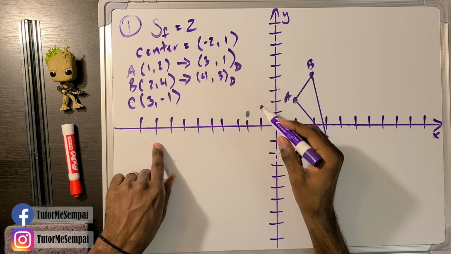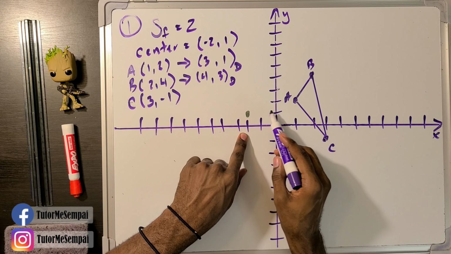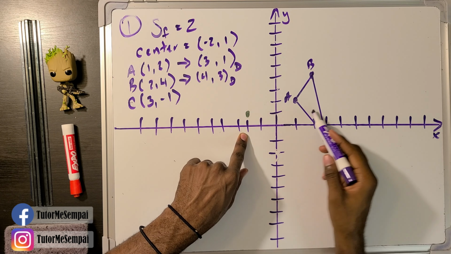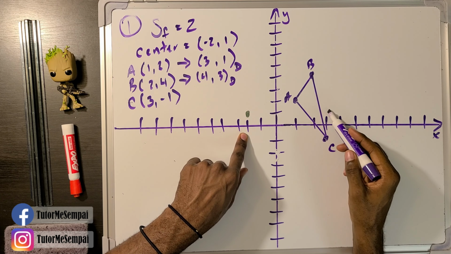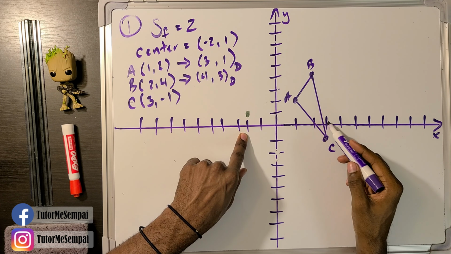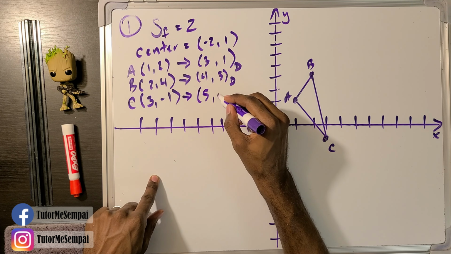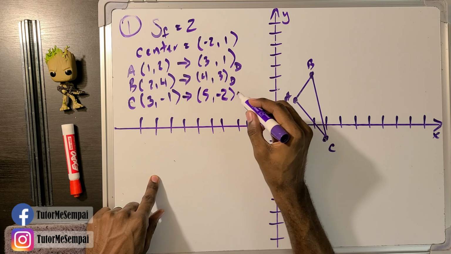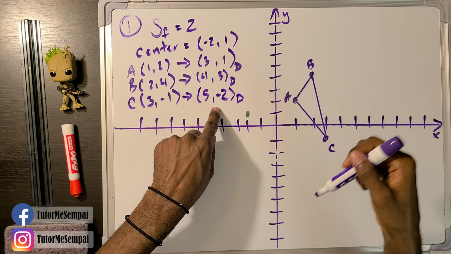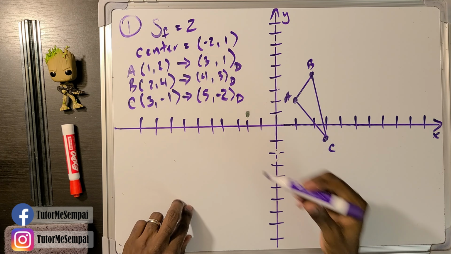How about the C point? Well, we're going to start here, and we're going to go over 1, 2, 3, 4, 5, and go down 1, 2. So we went over 5 and down 2. So it's going to be a negative now. We went down 2. So these are 3 distances.